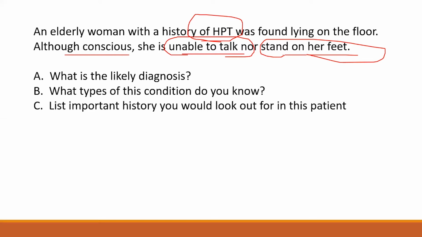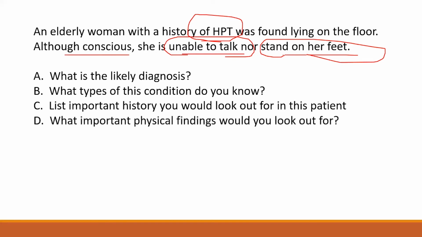List important history you will look out for. Important history. So basically, you're going to be looking at what? Risk factors. Of course, you have history of hypertension. You can look for history of diabetes, history of heart disease, then history of high lipids, or even obesity as part of the history. You're going to look if the person is obese or not. So again, hypertension, diabetes, heart disease, high lipids, and of course, obesity. These are the important history you will be looking out for in this patient.